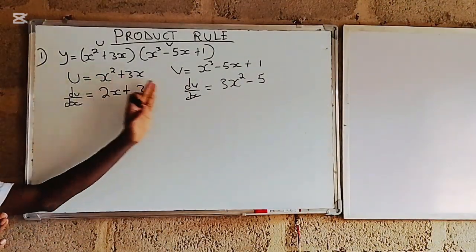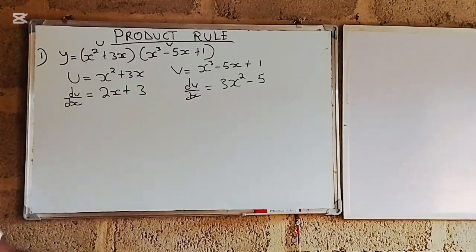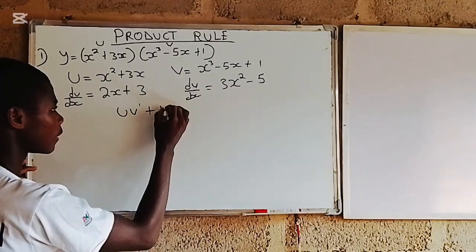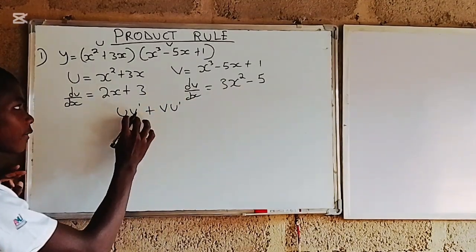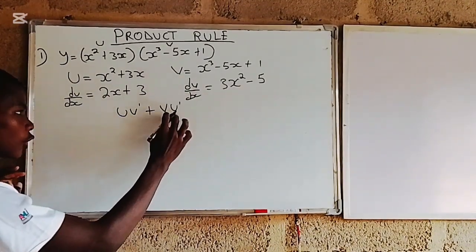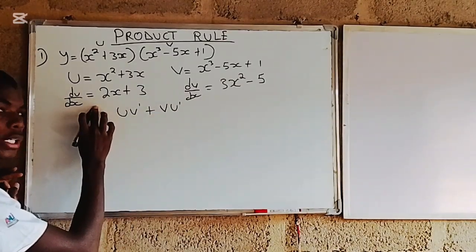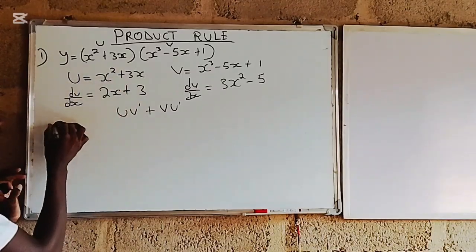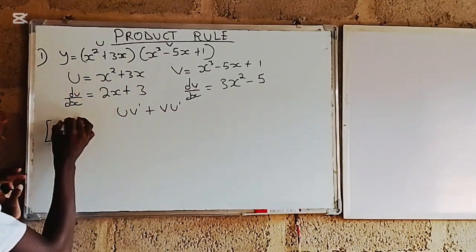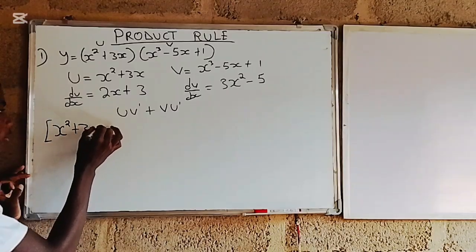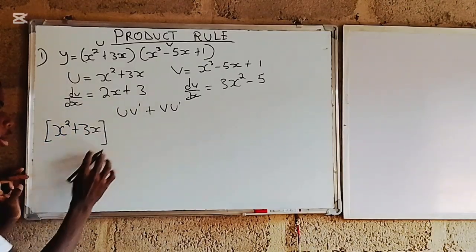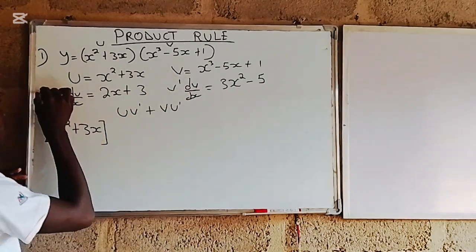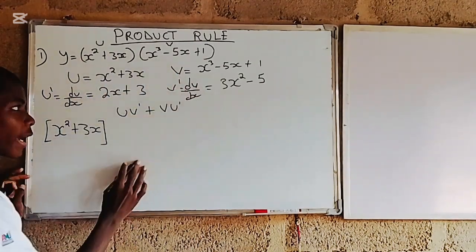After identifying this, I have to apply the product rule formula, which says u v prime plus v u prime. The v prime is the same thing as dv by dx, and the u prime is the same thing as du by dx. So the next thing I'm going to do is keep u, which is x squared plus 3x, multiplied by v prime.